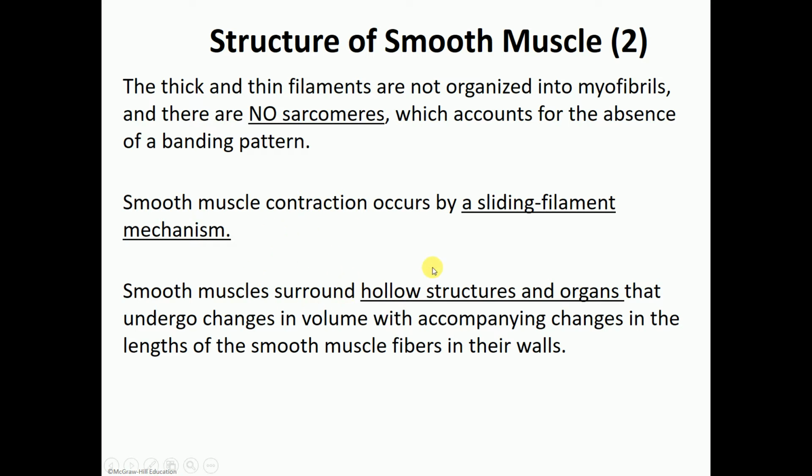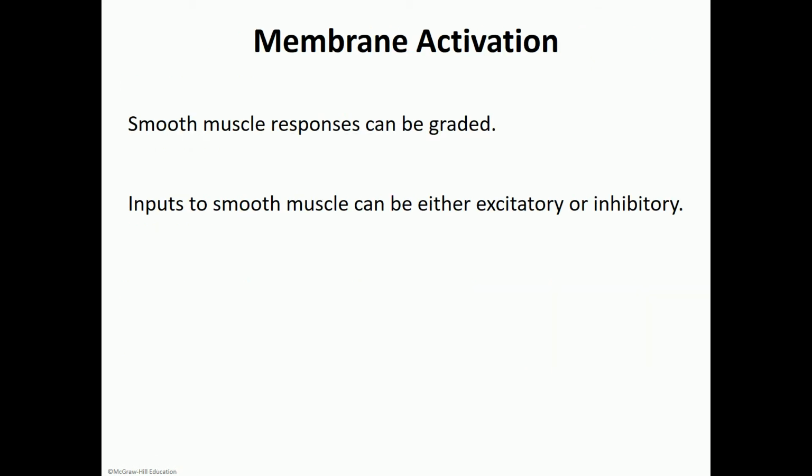Smooth muscles are found in hollow structures and in organs that undergo change in volume. So for example, in the urinary bladder or in the gallbladder or in the stomach. Okay, so these fibers are going to be stretched and then they can contract, and we'll see a couple of things that are very specific for smooth muscle fibers.